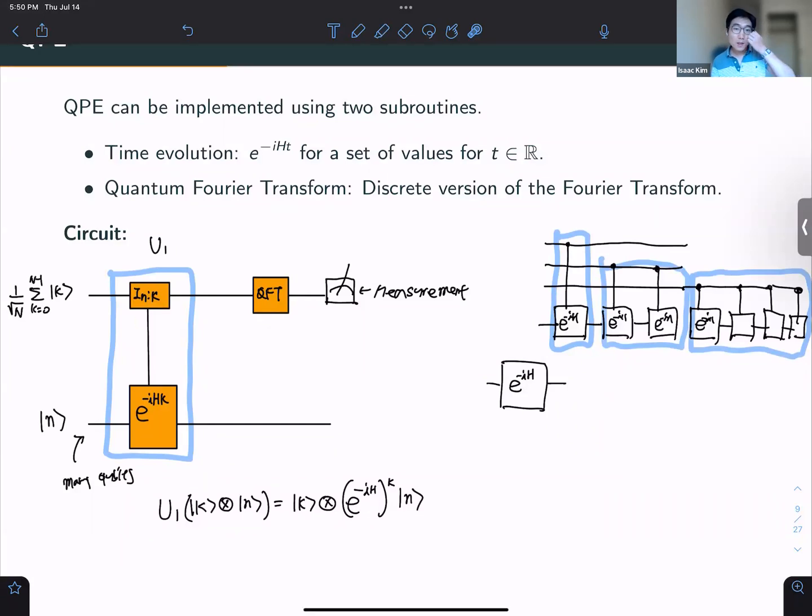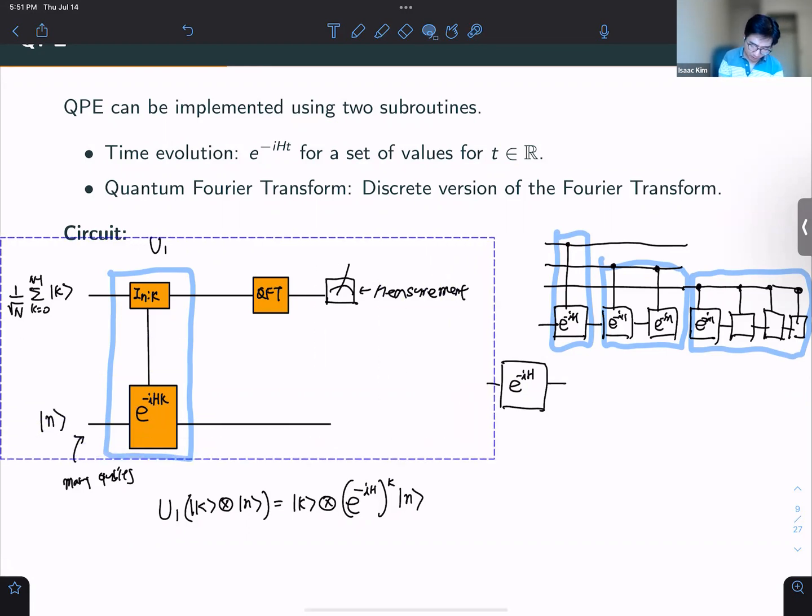So if you can decompose e to the minus iH into 1 and 2 qubit gates, you can decompose this unitary U1 into these individual control unitaries. And in the last lecture, we learned that these control unitaries can be constructed out of the construction of e to the minus iH. So all of this can be done in a very straightforward way.